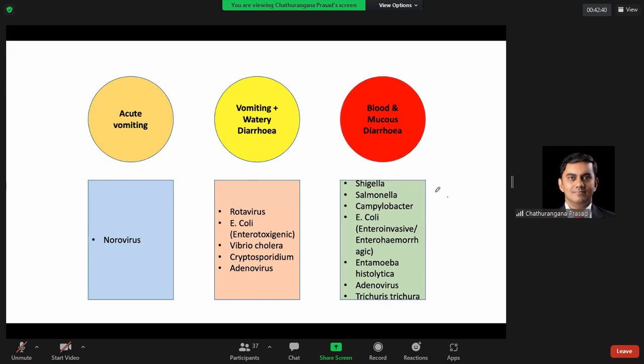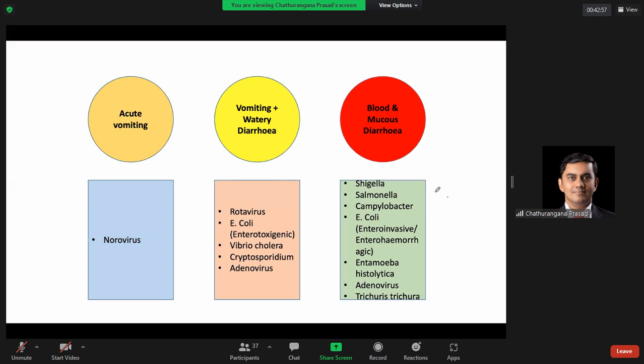Then these are the differential diagnoses for blood mucus diarrhea, mostly bacteria. And of course, you will get Entamoeba histolytica as a parasite. And as a virus, you will get enterovirus. And as a worm, you might get Trichuris trichiura, right? So you need to know some examples, right? They will be frequently asked in MCQs.